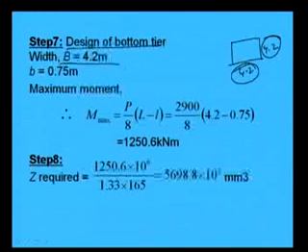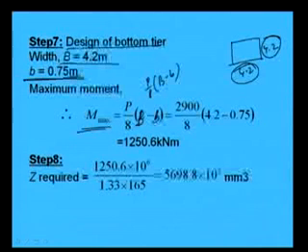And this small b, the width of the plate, is 750 millimeter, 0.75. So I can find out the value. For the bottom tier it will be P by 8 into B minus b. So P is 2900 by 8 into B is 4.2 and small b is 0.75. So the maximum moment that is going to develop is 1250.6 kilonewton meter.